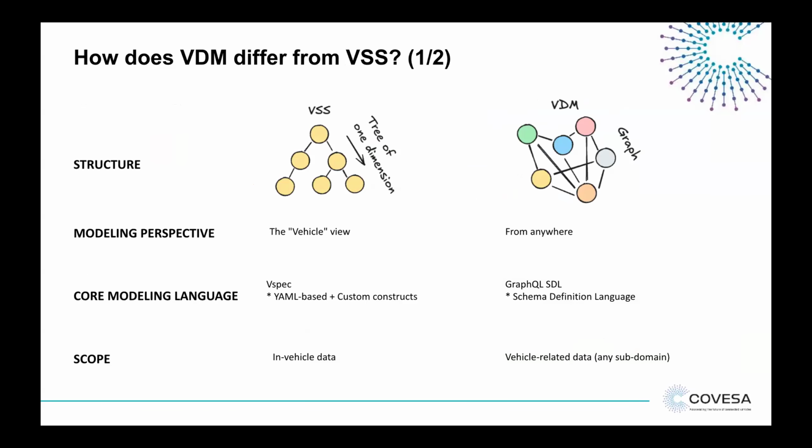How is VDM different from VSS? Why can't we achieve what we are trying to do by following VSS itself? There could be many differences, but here are the high-level things that we wanted to highlight.